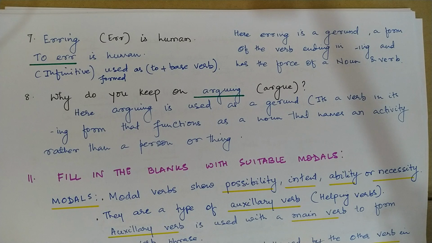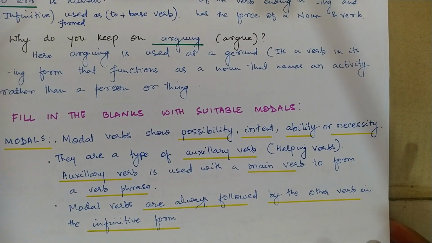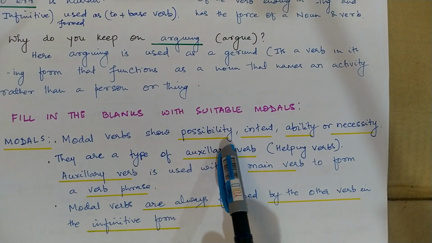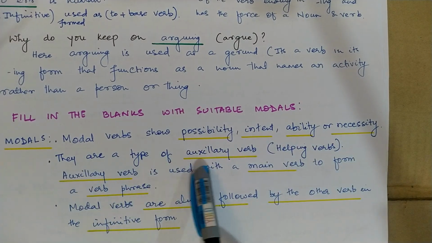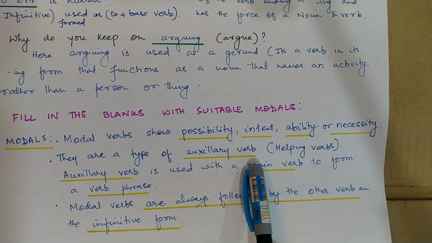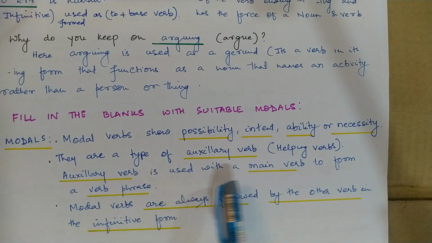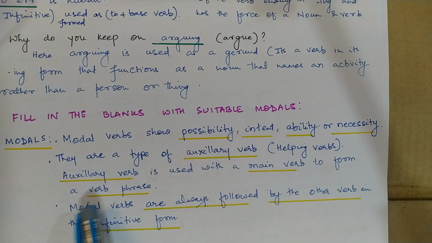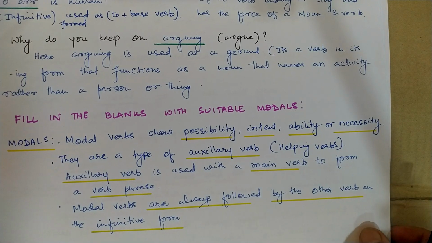Now coming over to question number 2, fill in the blanks with suitable modals. Now what are modals? Modals are the verbs which show possibility, intent, ability or necessity. They are a type of auxiliary verb. What are auxiliary verbs? They are also called helping verbs. Auxiliary verb is used with a main verb to form a verb phrase. Modal verbs are always followed by the other verb in the infinitive form.